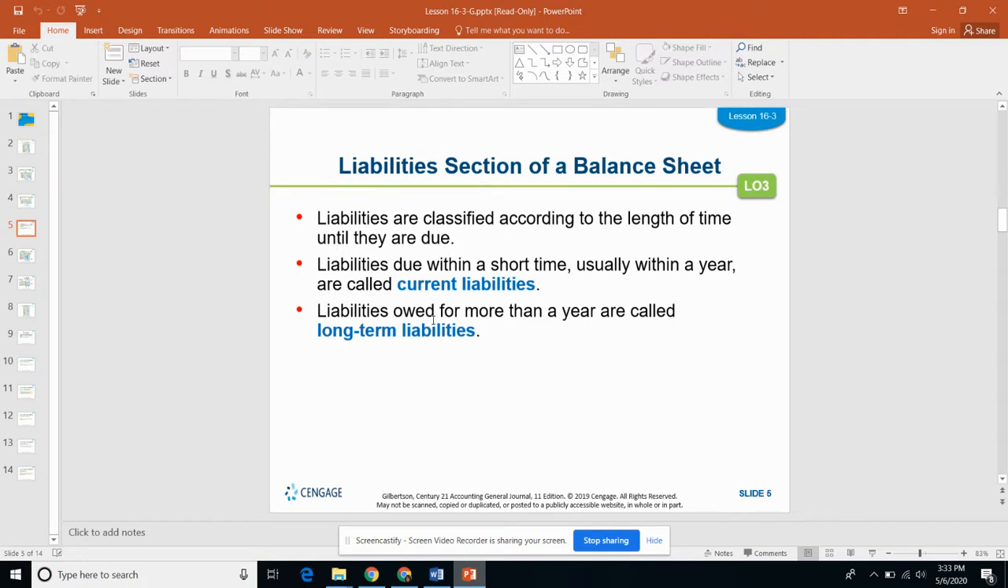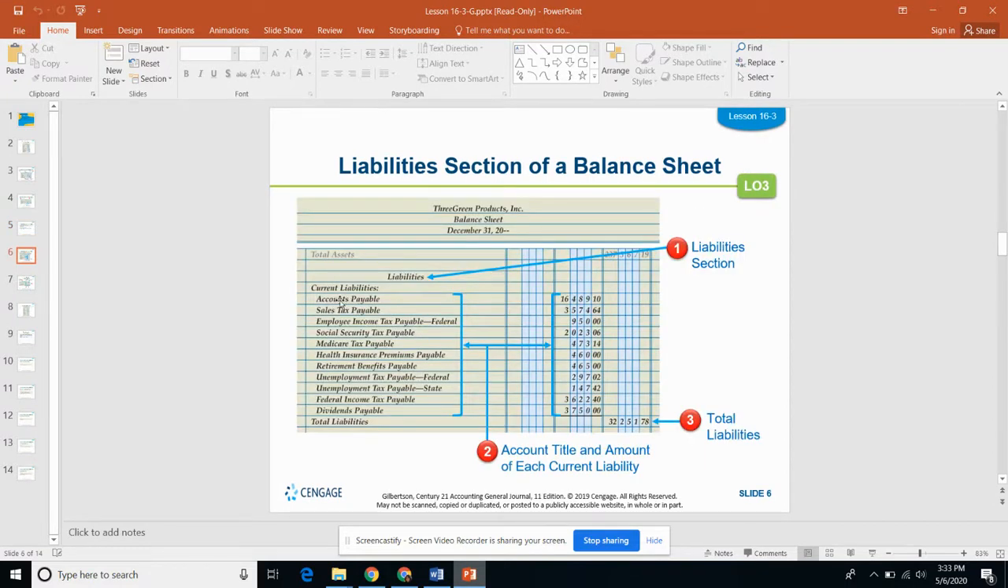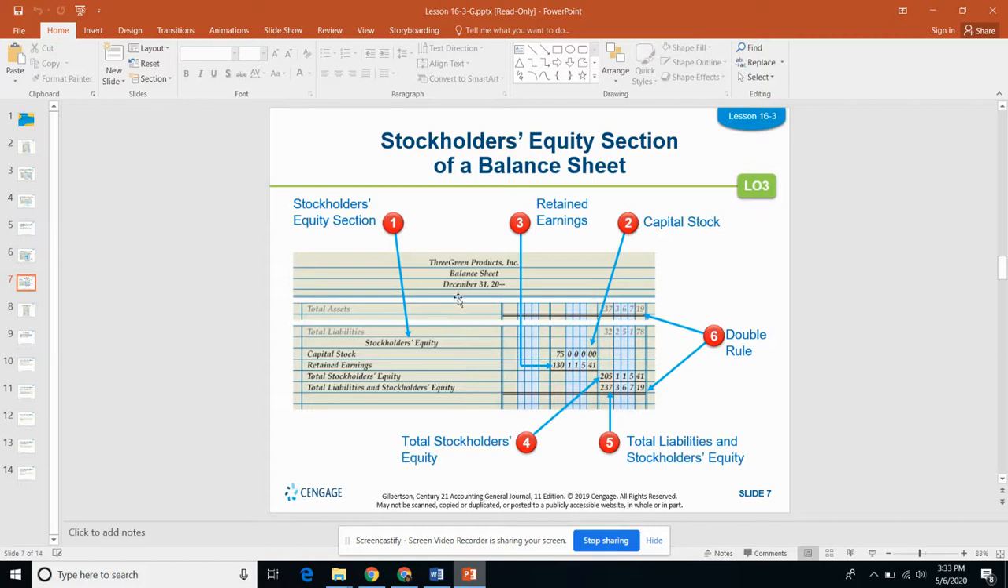Then there's the liability section, and typically any liabilities used within a short time, typically a year, are called current liabilities. Anything longer than a year are long-term liabilities. We're really only going to focus on the current liabilities. So in our liabilities section here, anything with accounts payable, anything with the word payable at the end is a liability. It's money we owe, including all of the payroll, so Social Security tax, Medicare, health, all of those things we learned about in previous chapters. And then we have the last section, the stockholders' equity, which involves the capital stock, retained earnings, and total stockholders' equity.